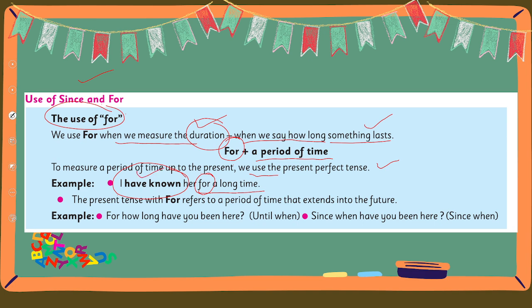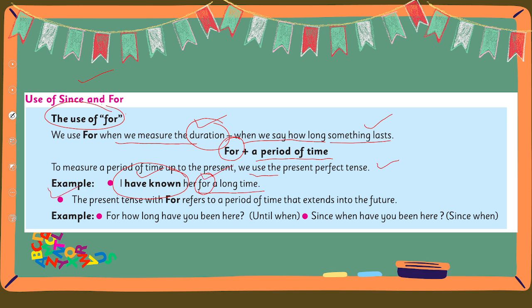And I have known, this is in the present perfect tense, because the speaker has known her, or the subject, for a long time. So this action happened in the past and it is still continued, and we are telling about the duration, from how long it has continued till now.